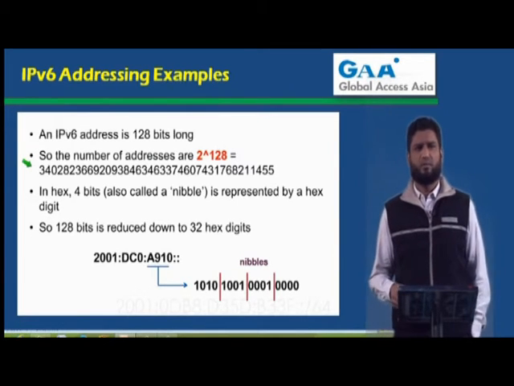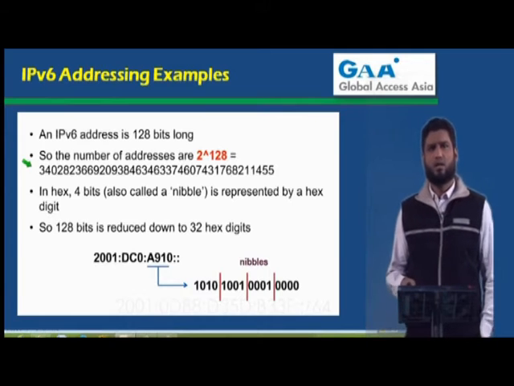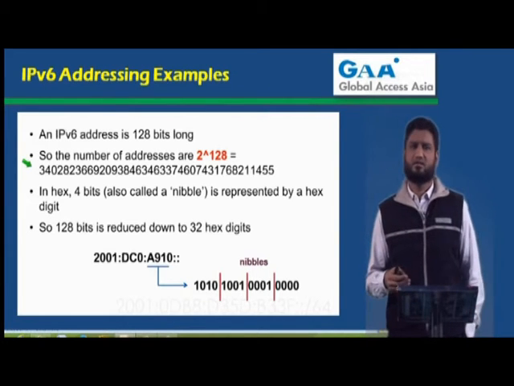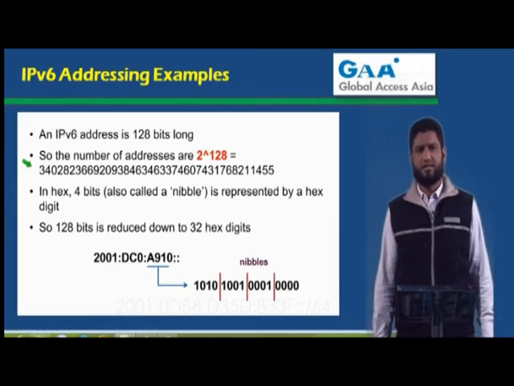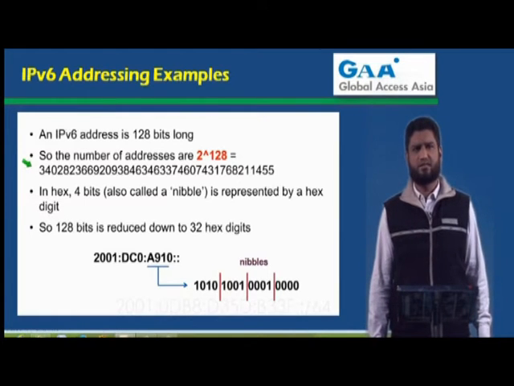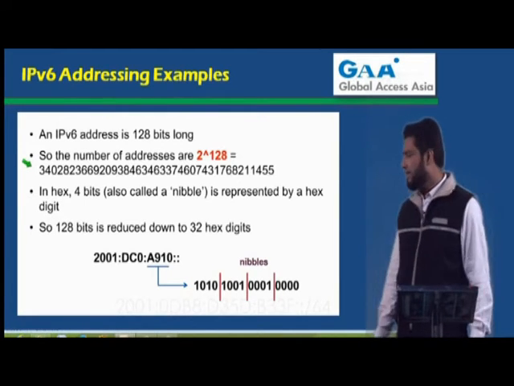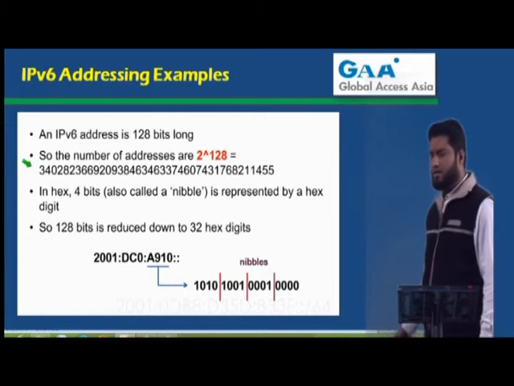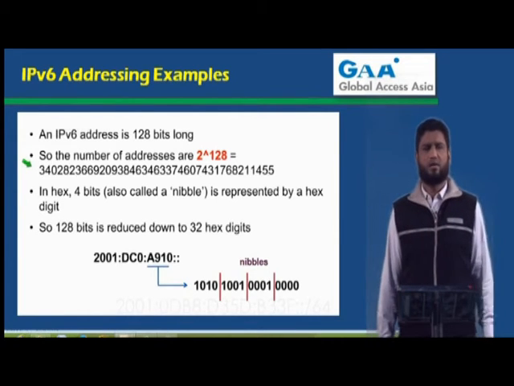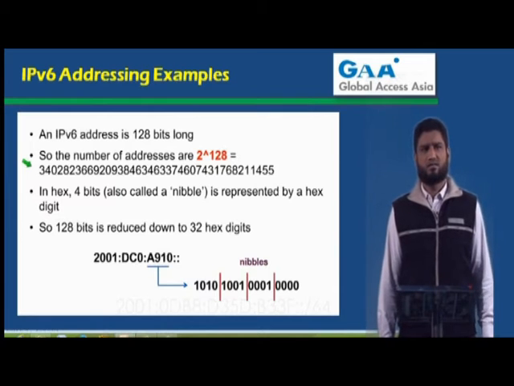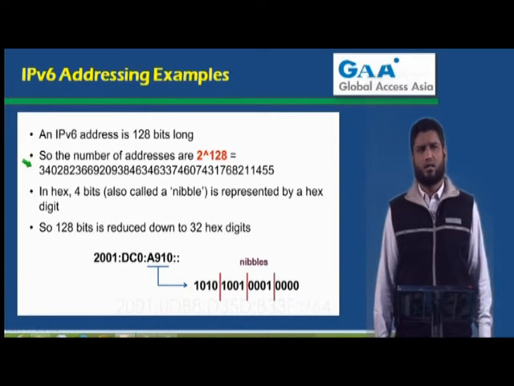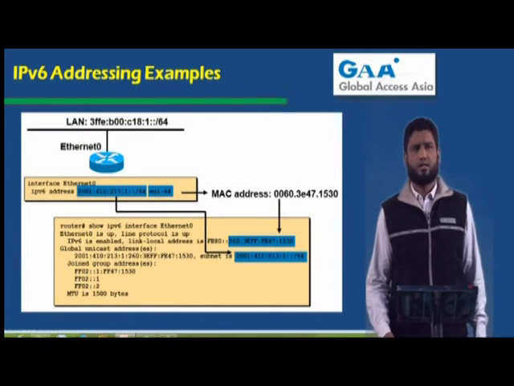In hex, 4 bits, also called a nibble, is represented by a hex digit. So 128 bits is reduced down to 32 hex digits, and you can see in this figure how the values are defined in nibbles, and each hexadecimal value is defined using 4 bits in binary format.